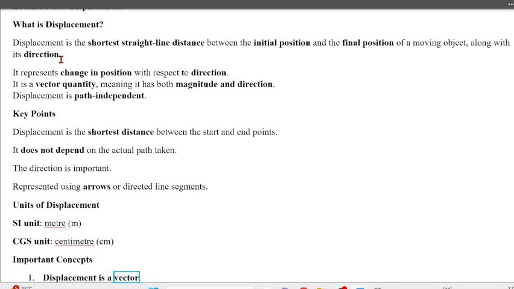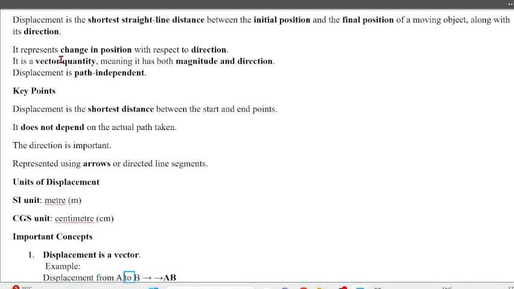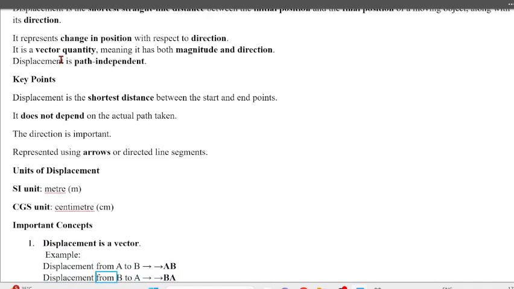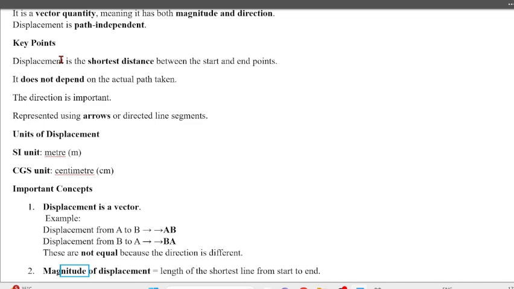1. Displacement is a vector. Example: displacement from A to B, AB, and displacement from B to A, BA. These are not equal because the direction is different. 2. Magnitude of displacement is equal to the length of the shortest line from start to end.